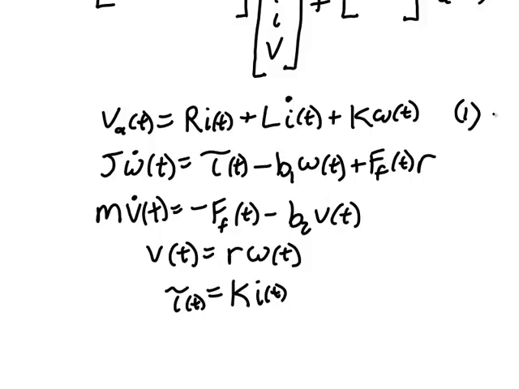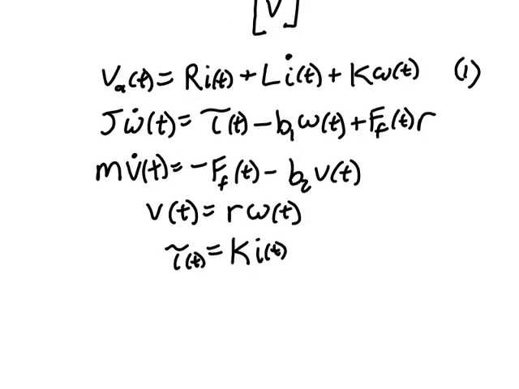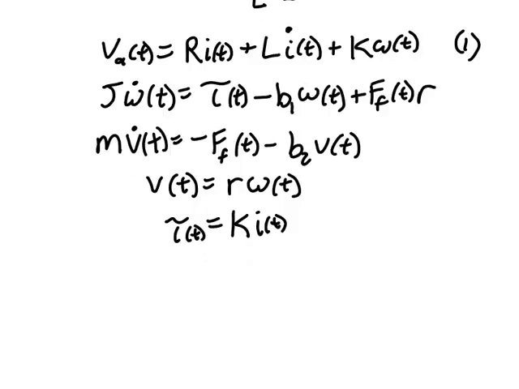I could solve this equation for I dot, and what I would have on the other side of the equation would be omega, which is one of my state variables, I, which is one of my state variables, and VA, which is my input. So that would actually give me one of the rows of my matrices. So I'm going to go ahead and solve equation 1 for I dot.